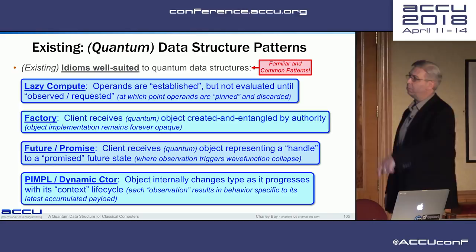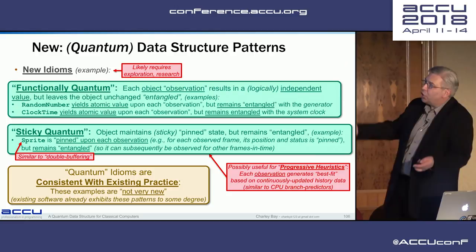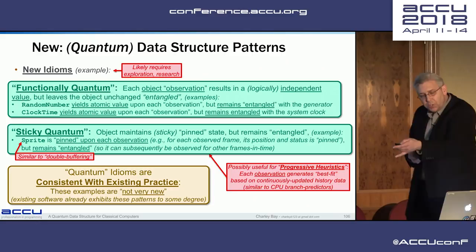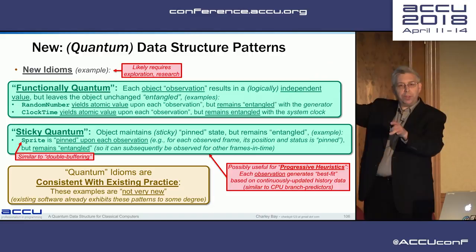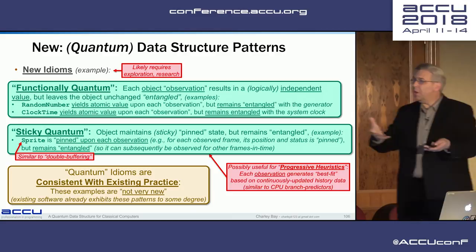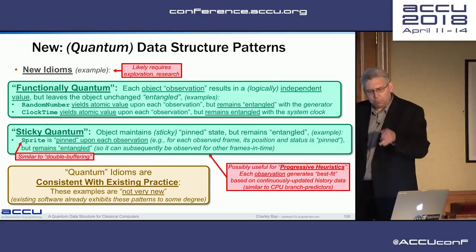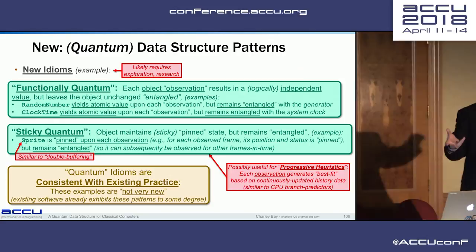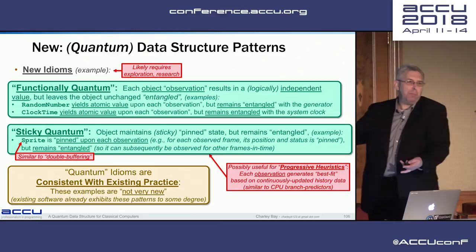There might be some new patterns. So here's kind of a shot at some new patterns. There's a functional quantum where I'll entangle with the system clock and it'll keep yielding me values, but it remains entangled with some stochastic input, still generating random numbers or system clock progression or whatever it is. That's kind of like a functional quantum thing. Or the sticky quantum, where maybe I'll observe the sprite every time the frame update happens, but I still want it to be coupled to the logic that's animating the sprite. But that's basically double buffering. It's basically triple buffering, depending on how far you want to go. These are not that new. We do these things now. These are not a surprise.